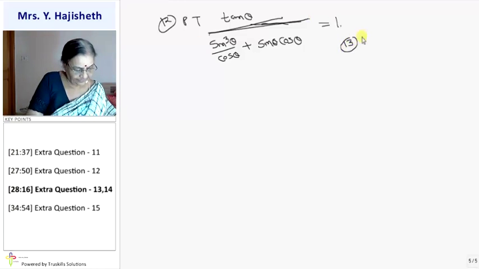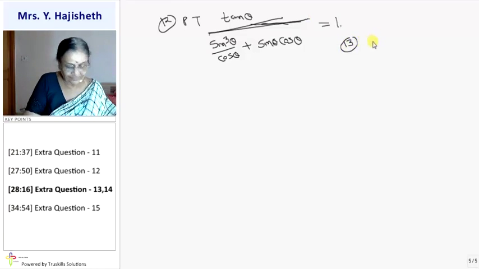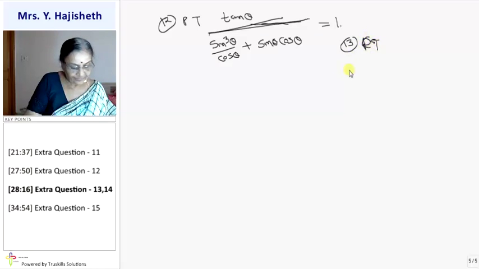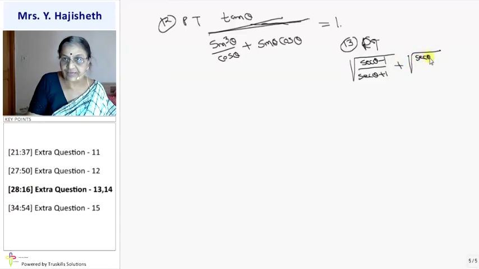Sum 13. This I think we have done. Prove that under root (sec minus 1 upon sec plus 1) plus under root (sec theta plus 1 upon sec theta minus 1) is equal to 2 cosec theta.